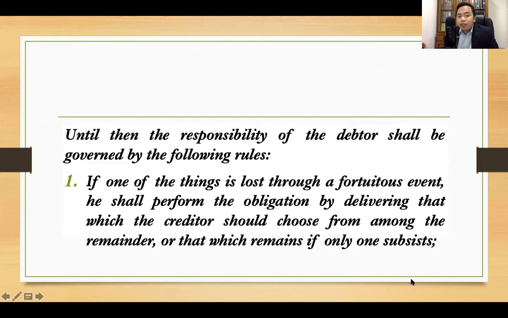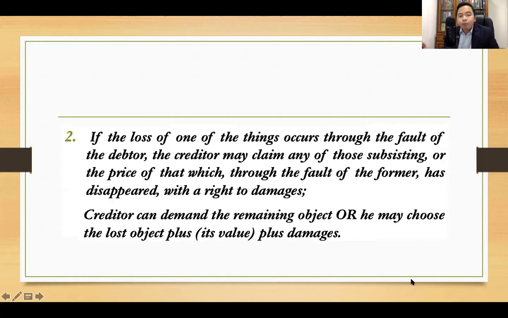If one of the things is lost due to a fortuitous event, he shall perform the obligation by delivering that which the creditor should choose from among the remainder, or that which remains if only one subsists.